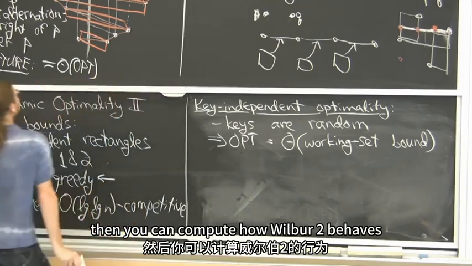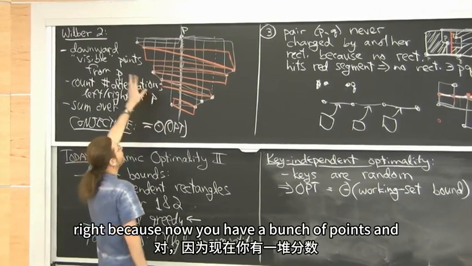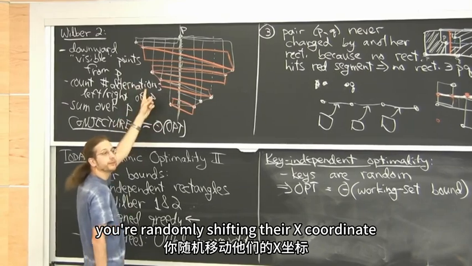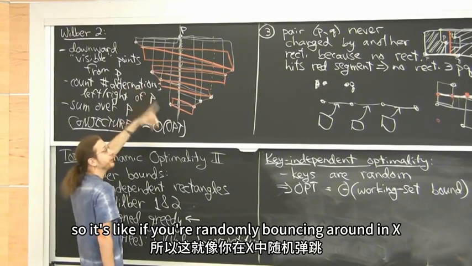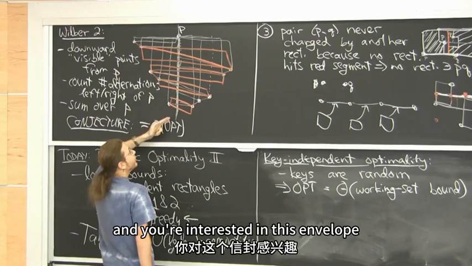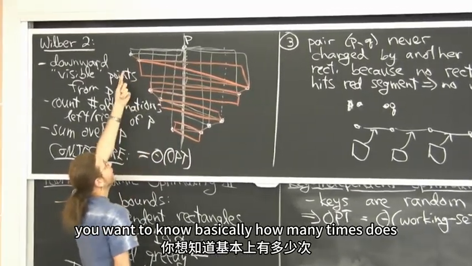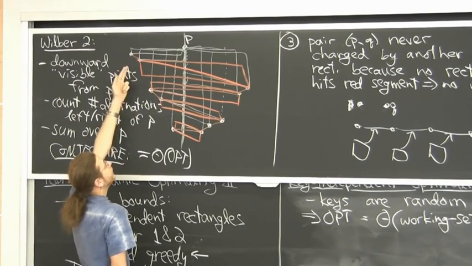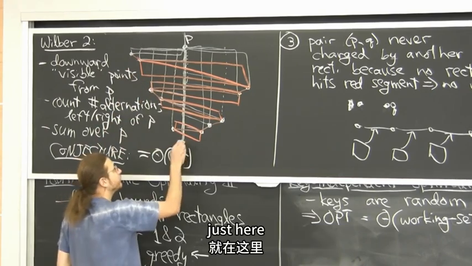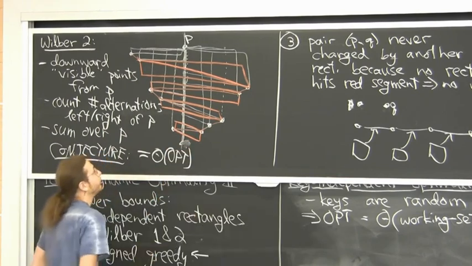Then you can compute how Wilbur 2 behaves. Because now you have a bunch of points and you're randomly shifting their x-coordinate. So it's like you're randomly bouncing around in x and you're interested in this envelope on the left and the right. You want to know basically how many times, since I last accessed P, which is here, we didn't do that here, but in the working set bound, that's part of the deal.